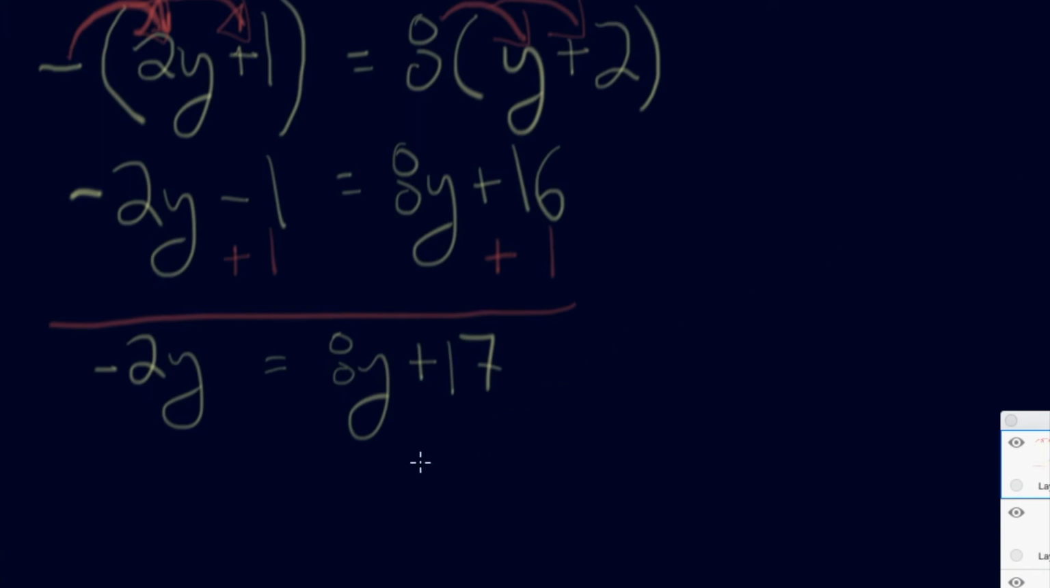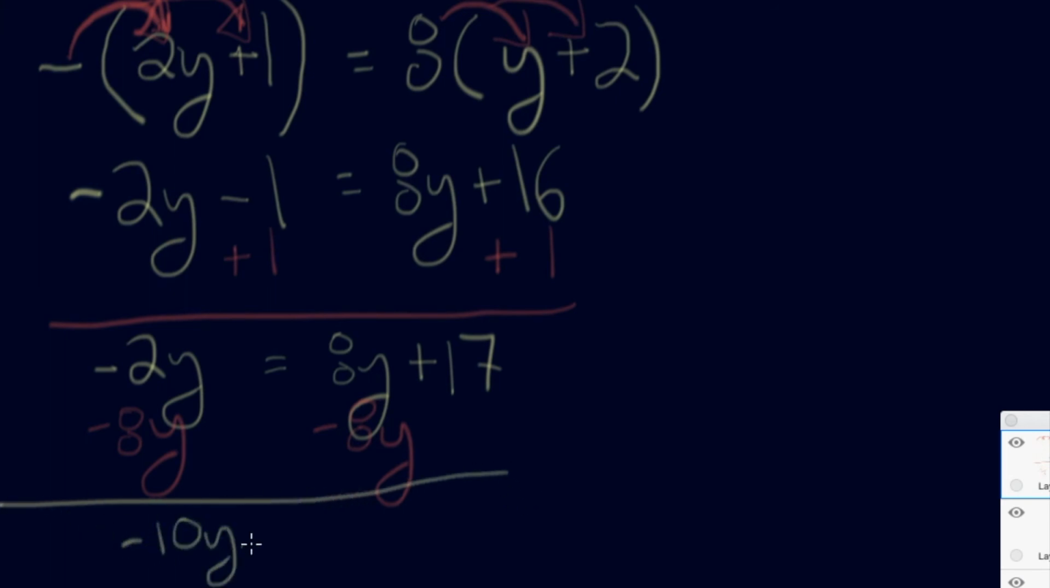Okay. Now, I need to get my y's on the left-hand side. So again, I'm going to subtract 8y like this. And I'm going to subtract 8y on the other side. And what does that leave me with? That's going to leave me with negative 10y is equal to 17. Boom, just like that.